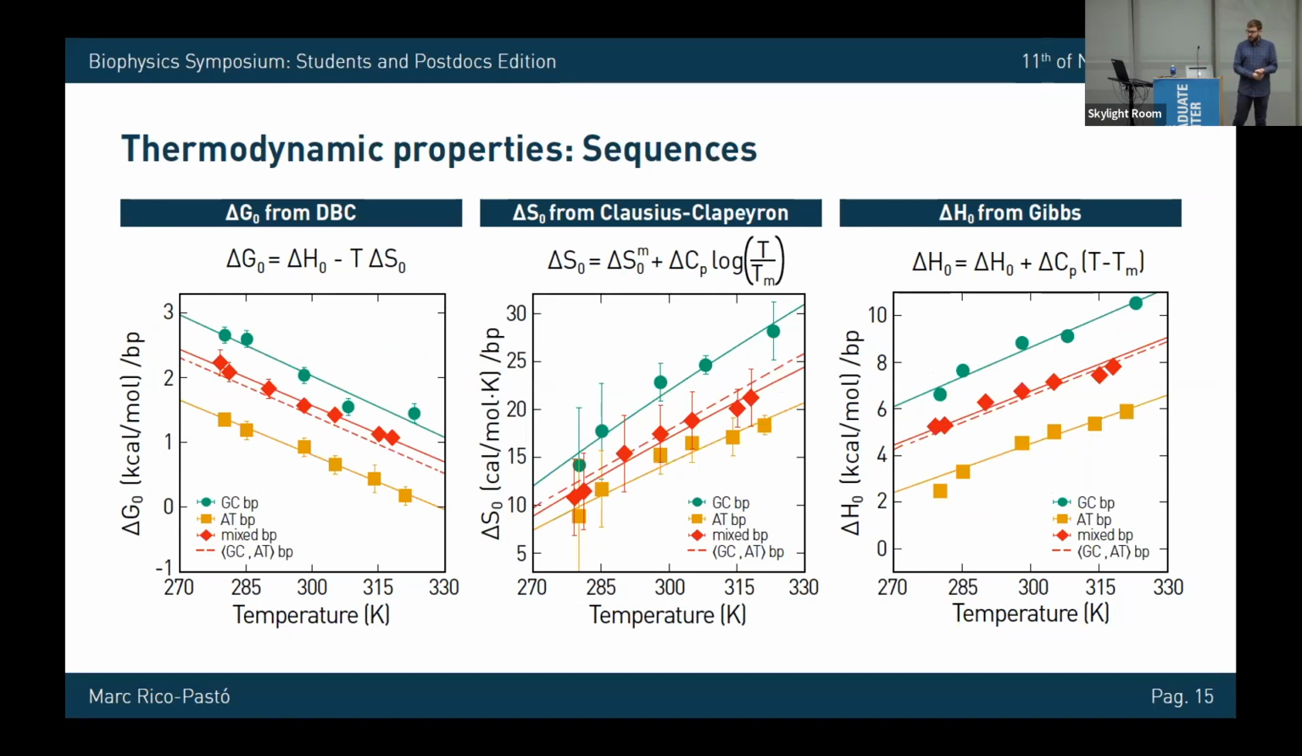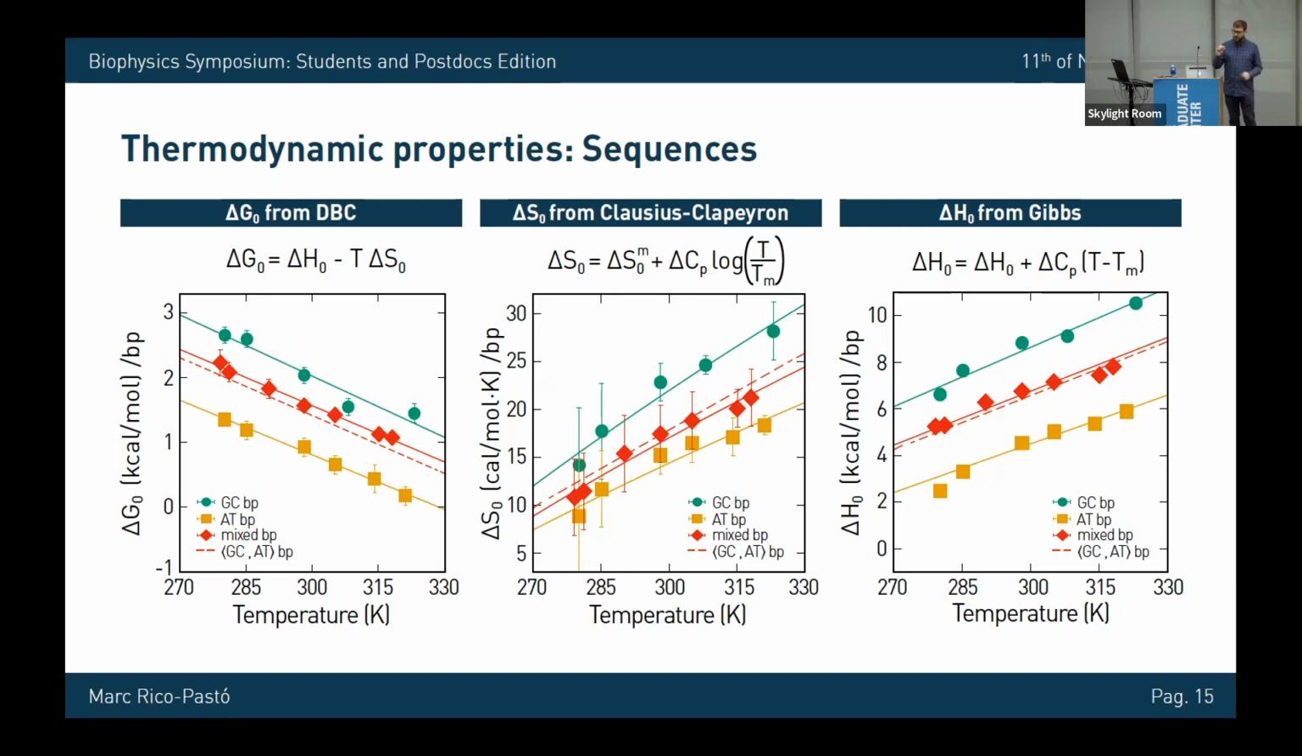Relative to the sequence effect, we can clearly see that, as I mentioned before, the energy to unzip or to form a GC base pair is larger compared to the AT base pair. These values are basically the total energy that we measure for each hairpin divided by the number of bases or base pairs in the stem. The dashed line that we can see in these plots is the expected value considering the results for the poly GC and poly AT hairpins compared with the mixed hairpin.